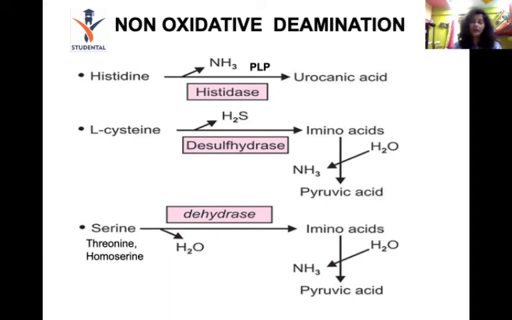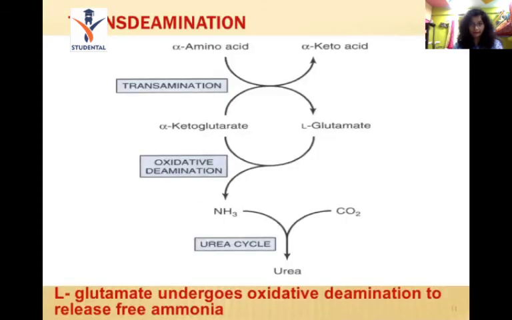Now coming to another three amino acids, they are the hydroxyl group containing amino acids like serine, threonine, and homoserine. These undergo non-oxidative deamination with a single enzyme, that is a dehydratase. So this dehydratase removes water and ammonium ions. First, it removes water to convert this amino acid into an unsaturated amino acid, and this gives ammonia. It releases ammonia and gets converted into pyruvic acid. So these are the enzymes which are responsible for non-oxidative deamination.